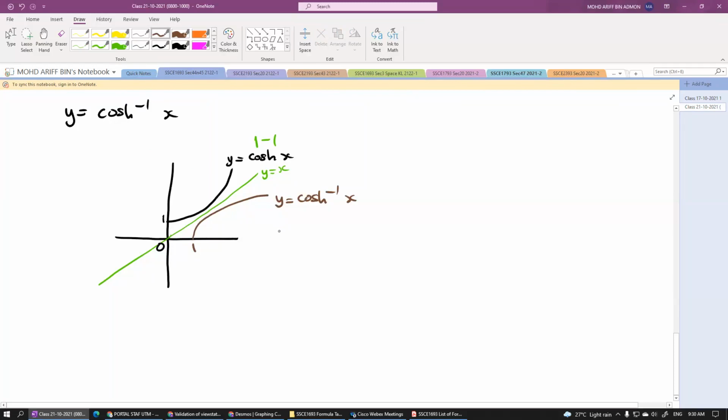Once again, you have to restrict your original domain, then you get the inverse graph. So for this one, now you can read it. Can you tell me what is the domain for cosine hyperbolic inverse? Domain, x values.